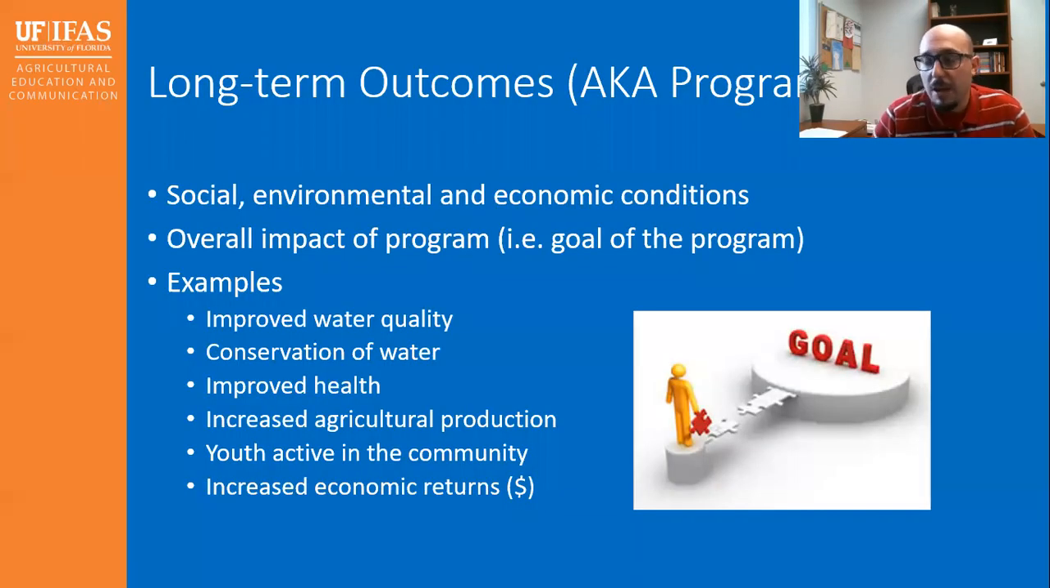So the last set of outcome levels is the long-term outcomes, also known as program impact. A lot of times you'll hear SEE condition, which is the social, environmental, and economic conditions that your program looks to create. And this is essentially the overall impact or goal of your program. Some of the examples, and I gave these a little bit earlier, are improved water quality as an indicator, conservation of water, improved health, increased agricultural production, youth active in the community, and then increased economic returns, depending on what your program area is.